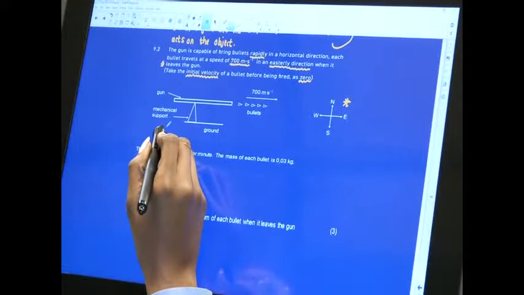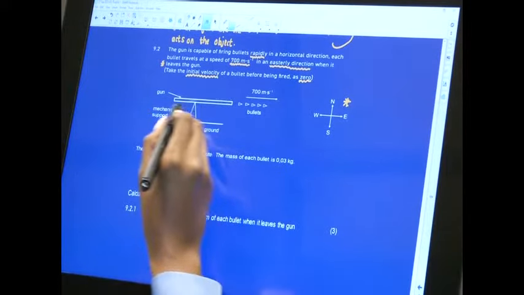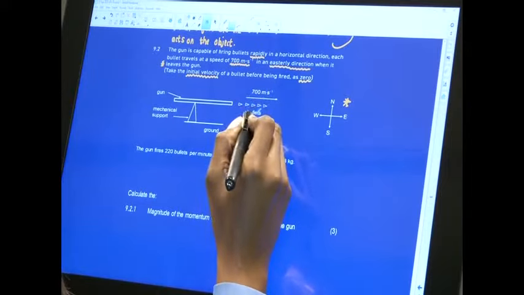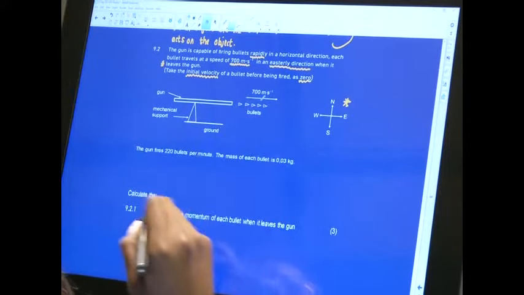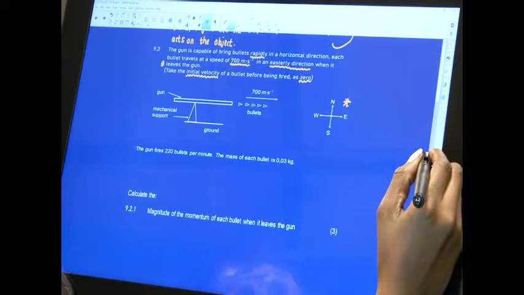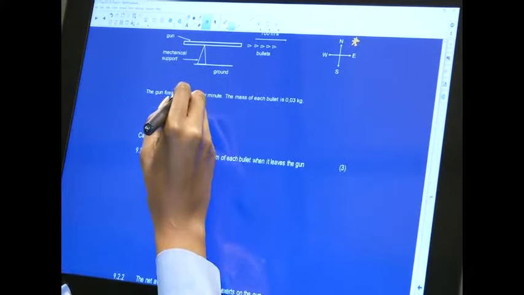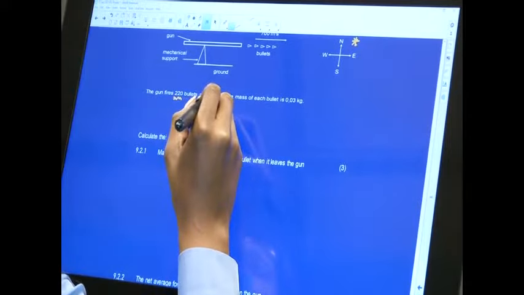So I can see the gun there, which is this motion here. I can see the mechanical support, and I can see the bullets that are being fired. And as you can see, it's one after each other. So that is in rapid motion. So the gun fires 220 bullets per minute already.